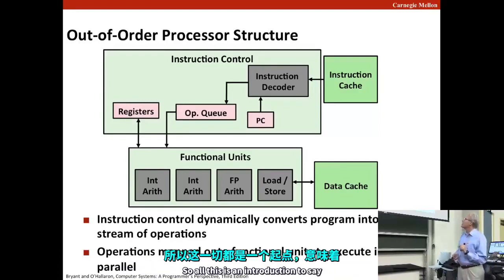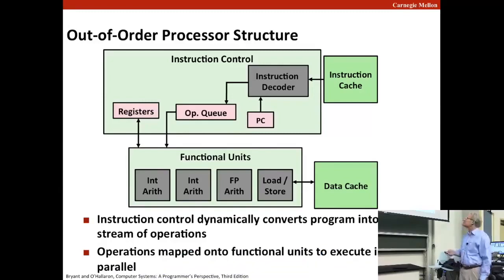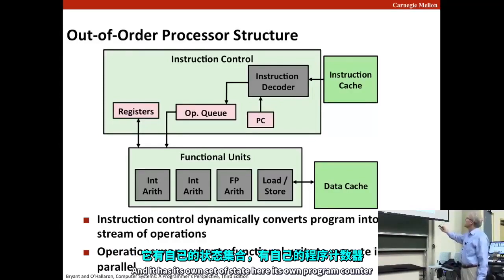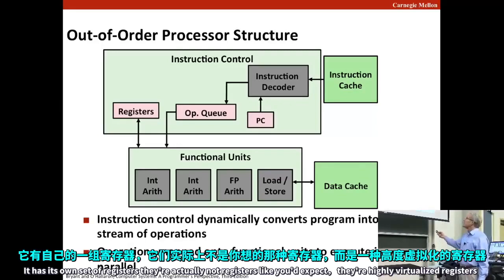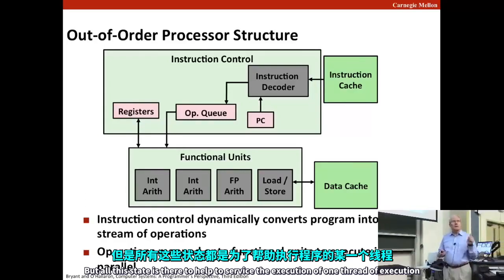So all this is an introduction to say this is how you have to understand what hyperthreading is. In a single execution mode, there's basically one instruction decoder, and it has its own set of state here: its own program counter, its own queue of operations that it's already decoded and haven't completed yet. It has its own set of registers. They're actually not registers like you'd expect. They're highly virtualized registers. But all this state is there to help service the execution of one thread of execution.